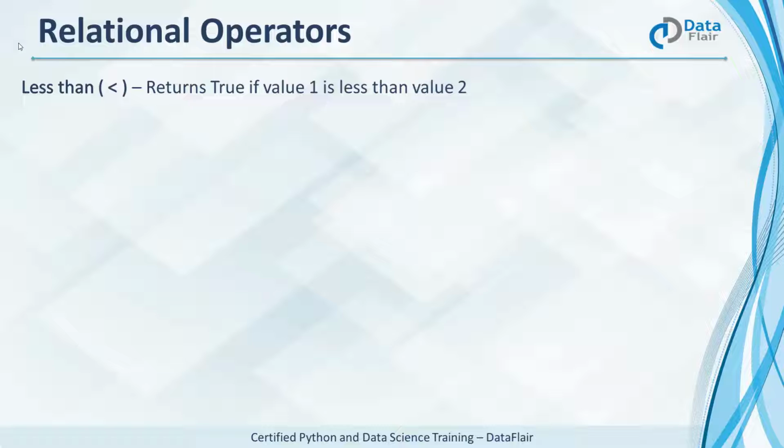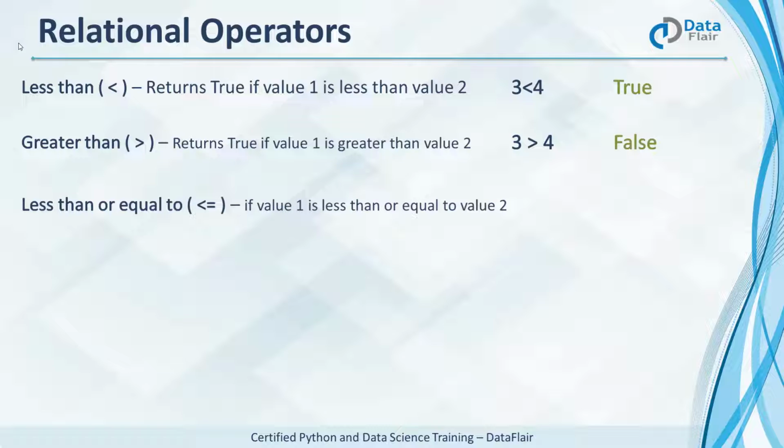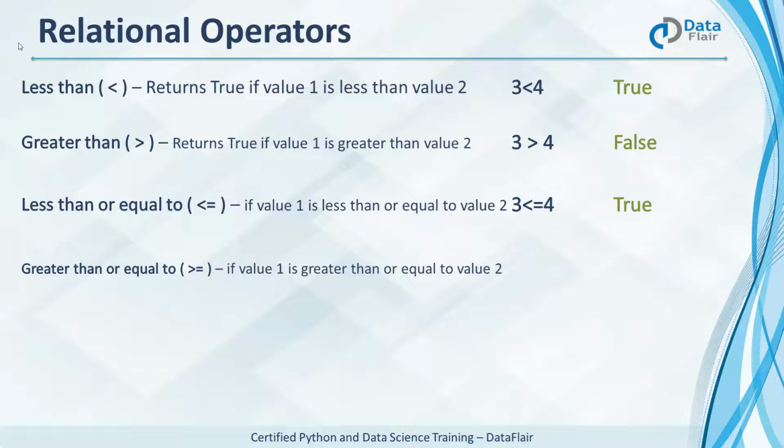The less than operator returns true if the first value is less than the second. Is 3 less than 4? Yes, it is. The greater than is the opposite of that. Is 3 greater than 4? No. This one checks whether the first value is less than or equal to the second. Is 3 less than or equal to 4? Yes, it is smaller.